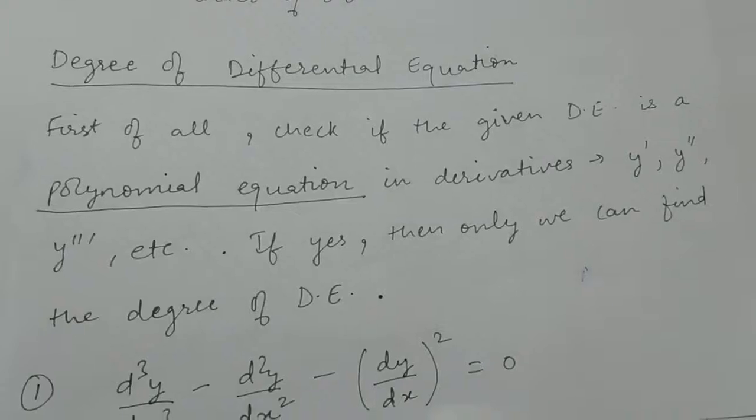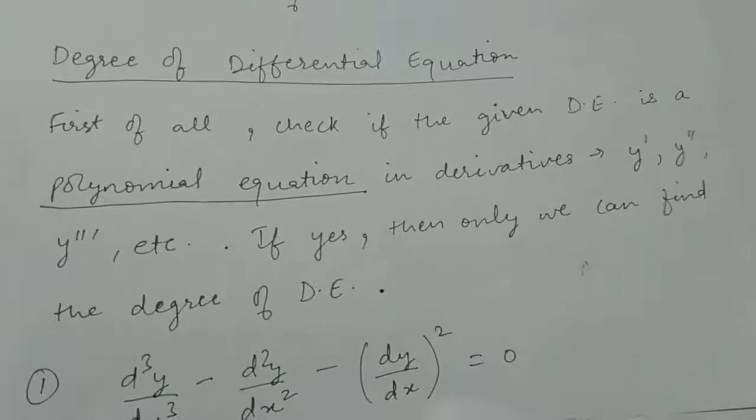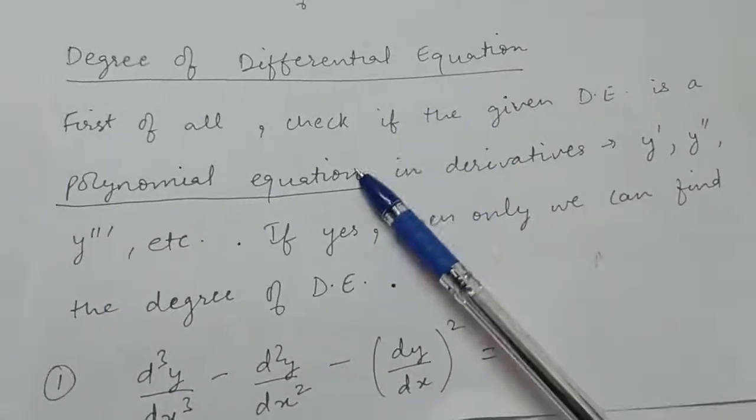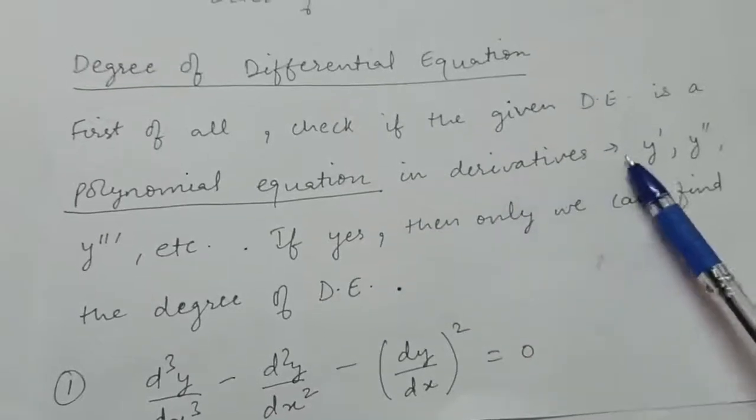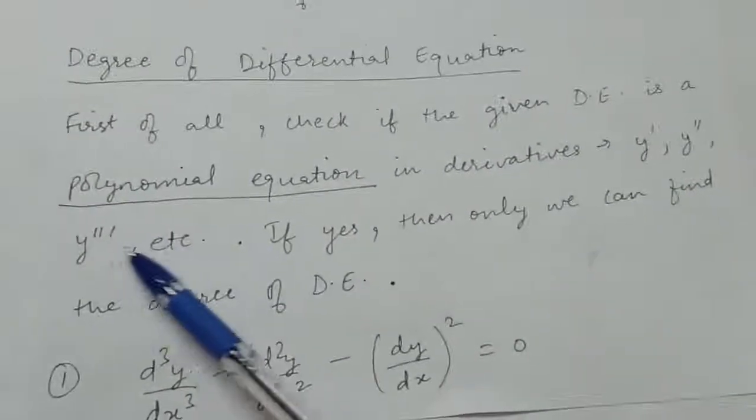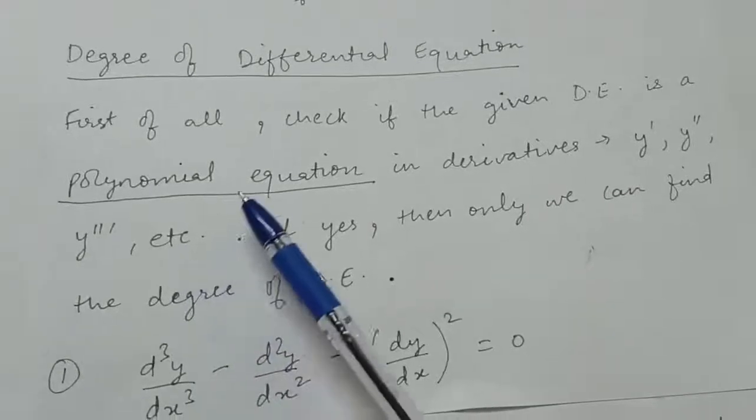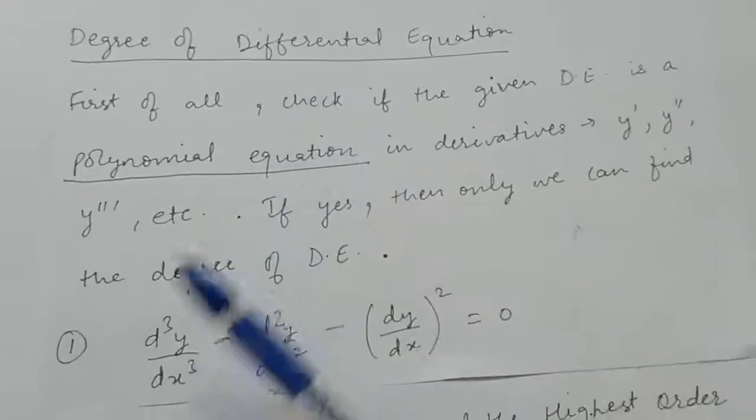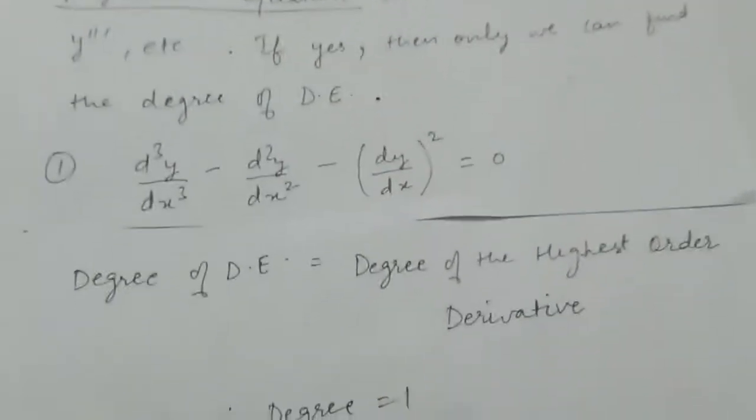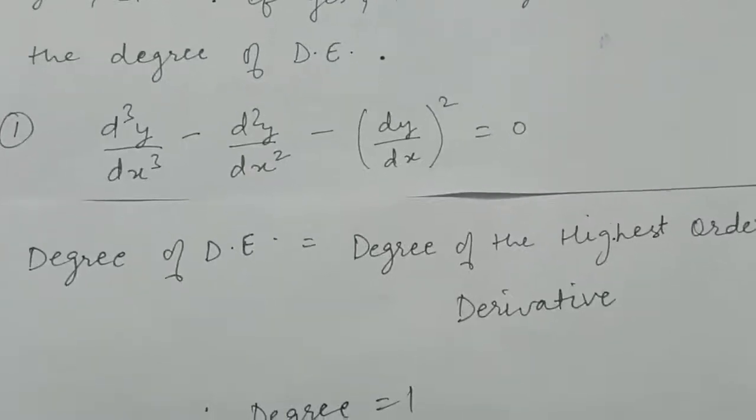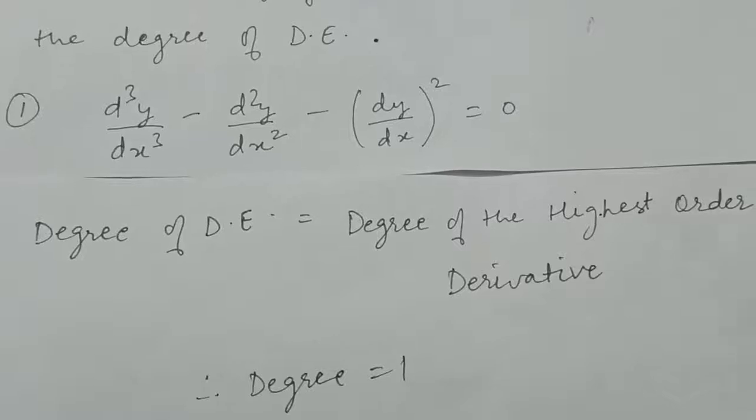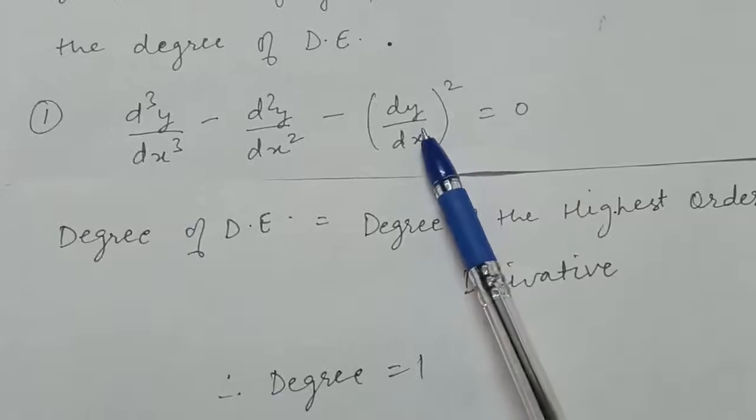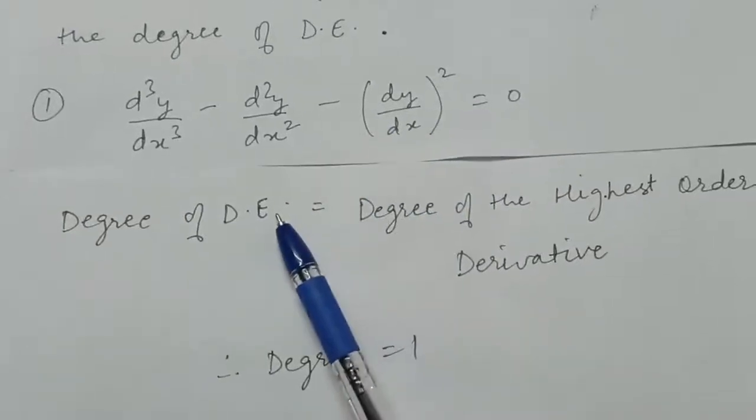Now next is degree of differential equation. So see, to find the degree of the differential equation, first of all check if the given differential equation is a polynomial equation in the terms of derivatives, that is y dash, y double dash, y triple dash, etc. If in derivatives the given differential equation is a polynomial equation, then only we can find the degree of the differential equation, otherwise it is not defined. Now see, this differential equation is given, you can see this is a polynomial equation, right, in terms of derivatives. So we can define its degree.